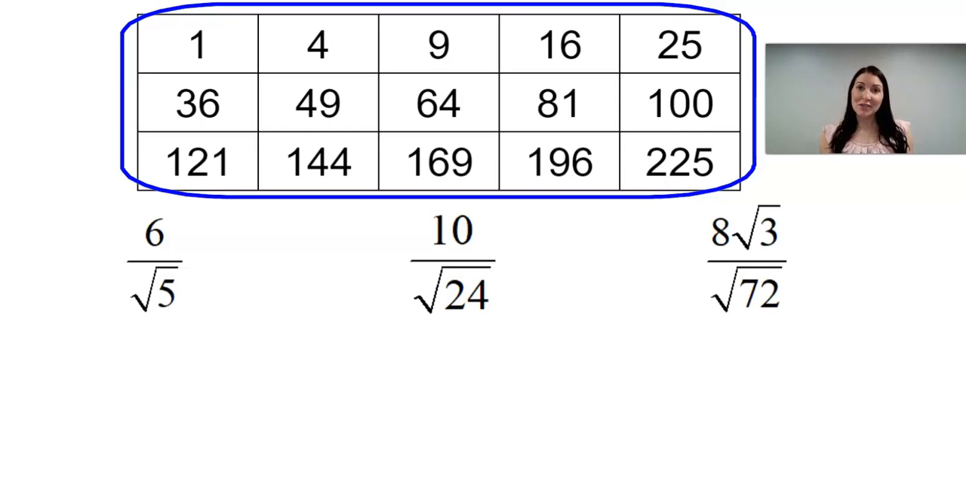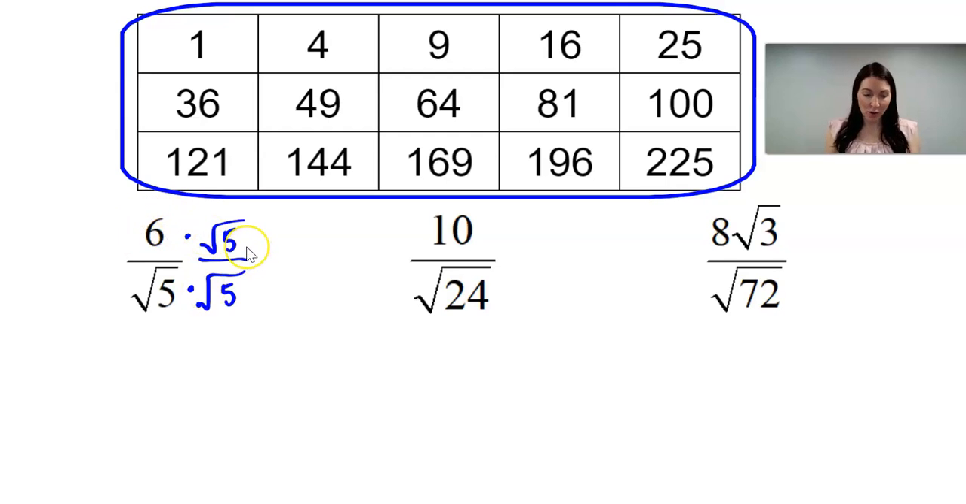So looking at the first fraction, 6 divided by the square root of 5, we currently have an irrational number, the square root of 5, in the denominator. To turn it into a rational number, I will need to multiply the square root of 5 by itself. Now, I can't just multiply something to the denominator of a fraction, I also need to multiply it to the numerator of the fraction. And why is that? That's because the square root of 5 divided by the square root of 5 equals 1.